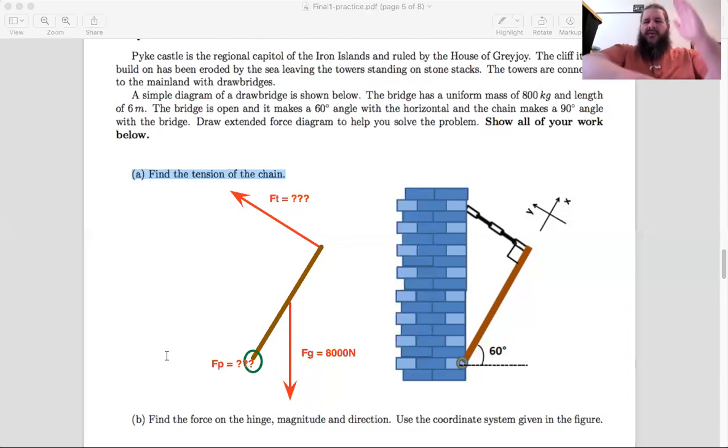On the other hand, if the drawbridge were resting on the ground or something, then there would be a normal force from the ground, but it's not in this case. Any other questions on that diagram so far?